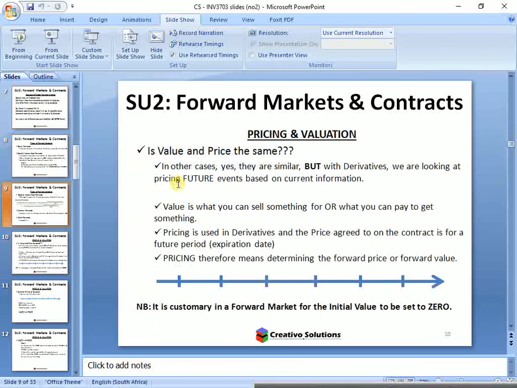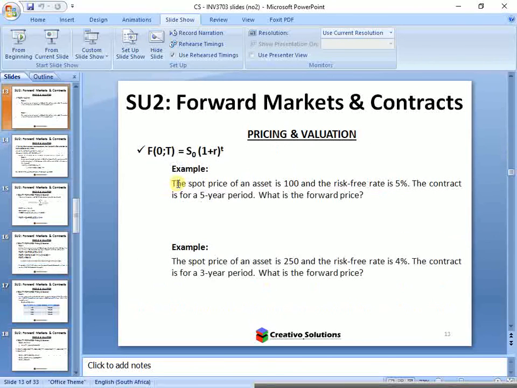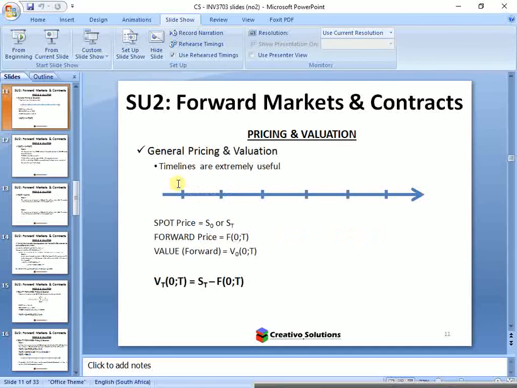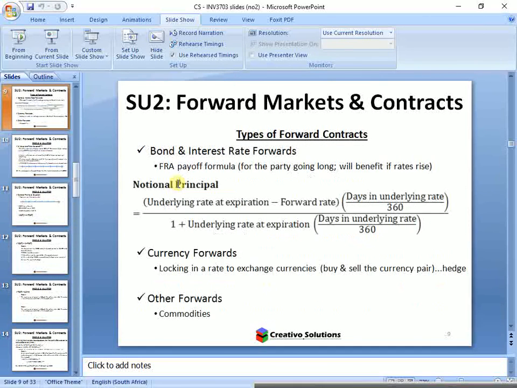Where is the FRA? There's the FRA. That's the spots, that's the forward. Okay, yeah, so that's the right one. So that's the FRA, so underlying rate at expiration. Okay, so what rate do I have here?